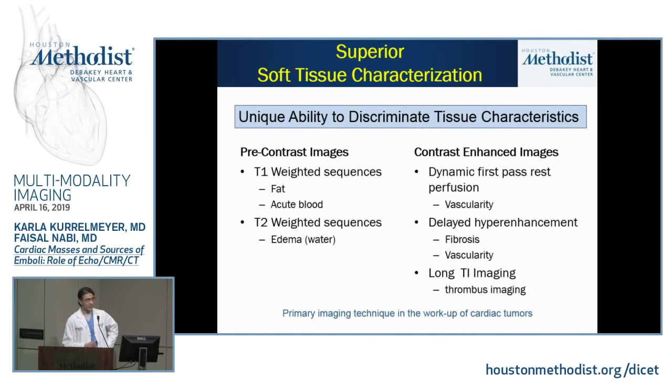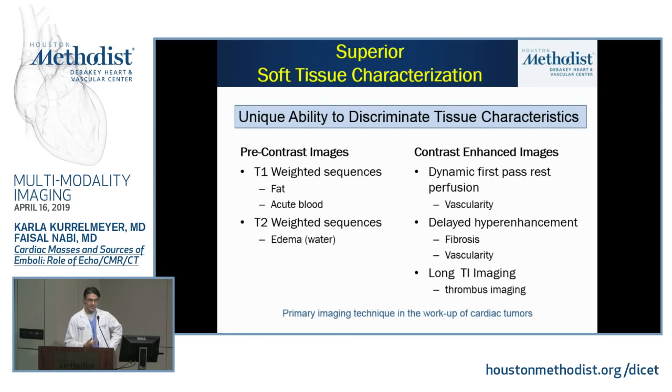After we've done the functional imaging, that's when we get into our structural imaging, and this is where we probe this mass. What are its characteristics? Can we make a diagnosis of what it is based on its inherent physical properties? And again, we do this two ways. We do this pre-contrast with our T1 and T2 images.